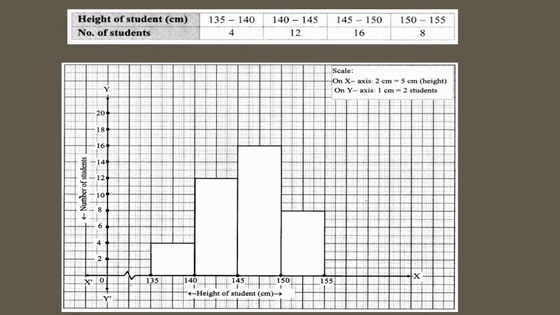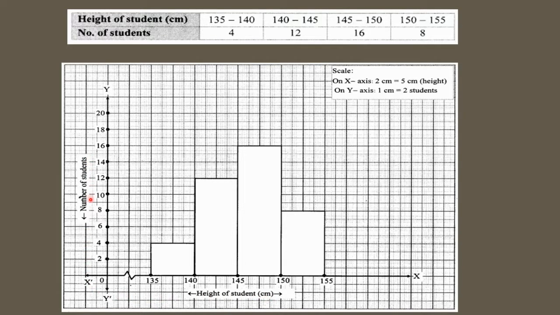Draw the horizontal line as x-axis and the vertical line as y-axis. Mark them here as X' and Y'. The intersection of the x-axis and y-axis is the origin. Here you have to mark it 0. And show the classes on the x-axis and frequencies on the y-axis. Here the classes mean the height of the students in centimeters and frequency is the number of students.